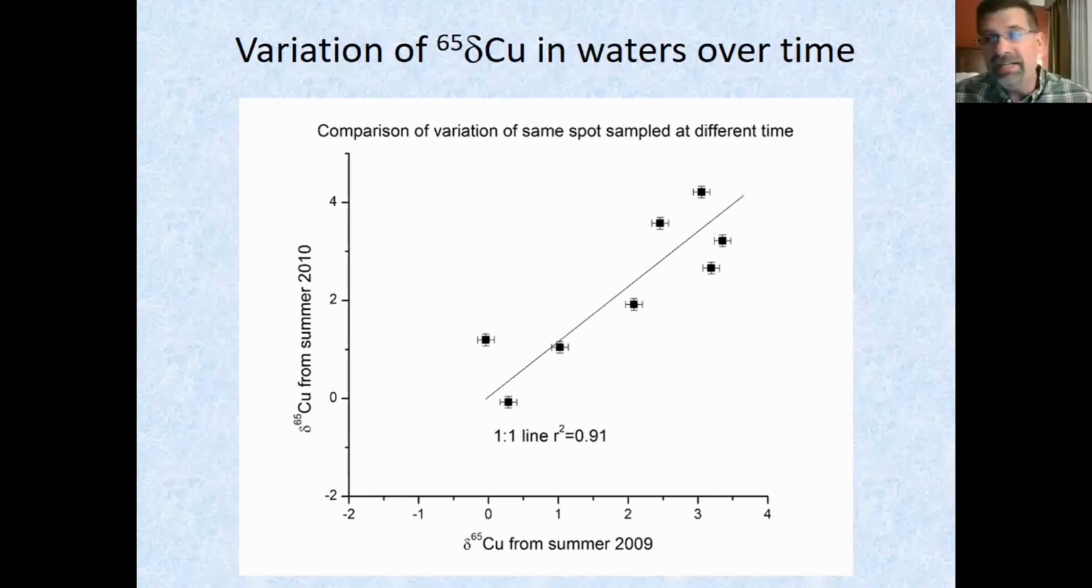And so then we looked at different times because we wondered, is the signal going to change if you sample at different time periods? Here I've got the same sample locations sampled at 2 different time points, one in 2010 and the other in 2009. And the line in there is 1 to 1. So you can see the line roughly fits. And so the copper isotope value does have some variability, but remains relatively the same over different times.